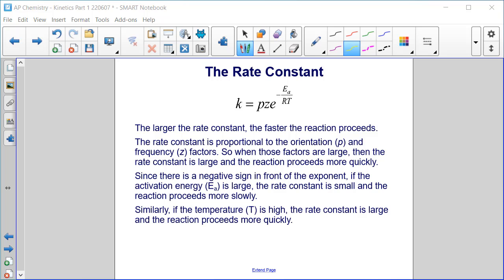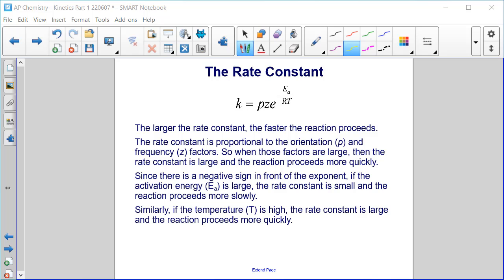The larger the rate constant, the larger the value of k, the faster the reaction proceeds. So the rate constant is directly proportional to the orientation P and the frequency Z factors. So when the orientation factor is large or the frequency factor is large, then the rate constant is large and the reaction proceeds more quickly. So what that means is a higher P or a higher Z means that the collisions are happening with the correct orientation and a very high frequency, okay?